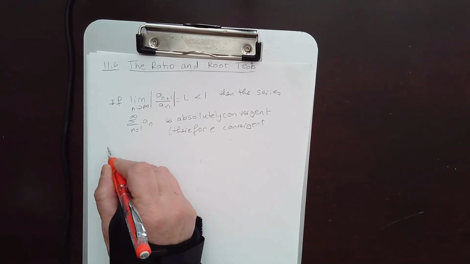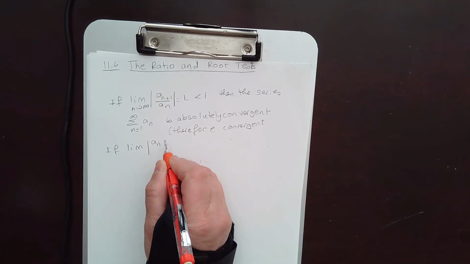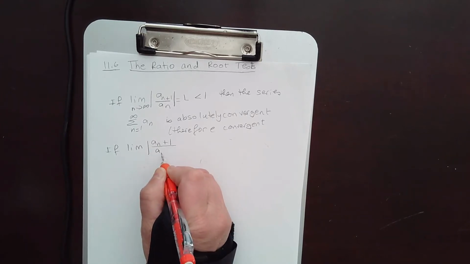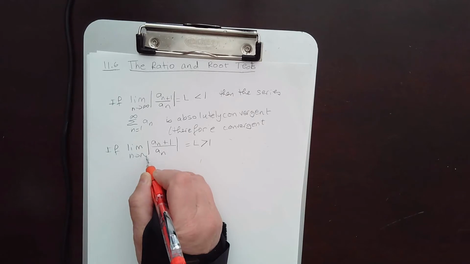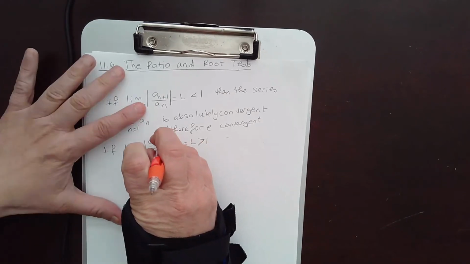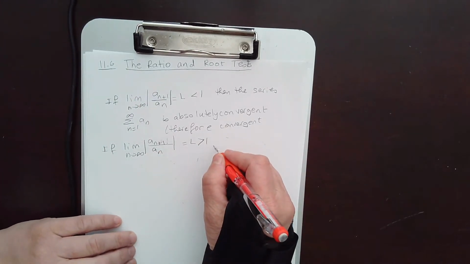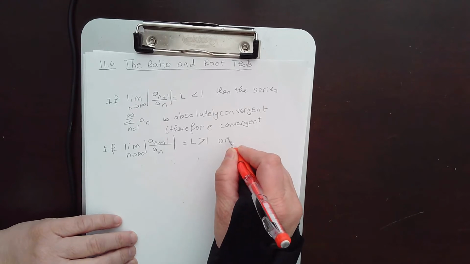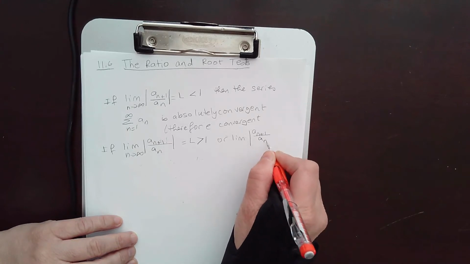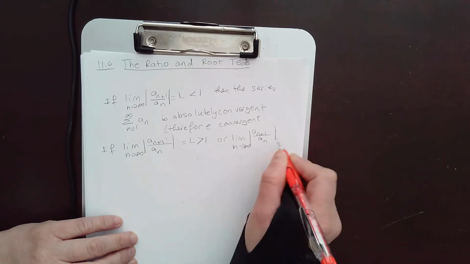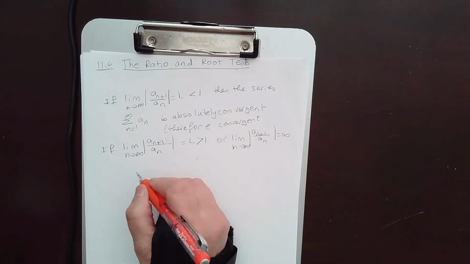Now, if the limit of a_(n+1) over a_n as n approaches infinity is some number that is greater than 1, sorry, here I'm talking about the terms, or the limit of a_(n+1) over a_n as n approaches infinity equals infinity, then the series is divergent.